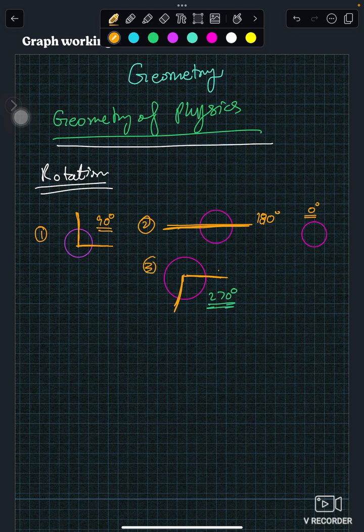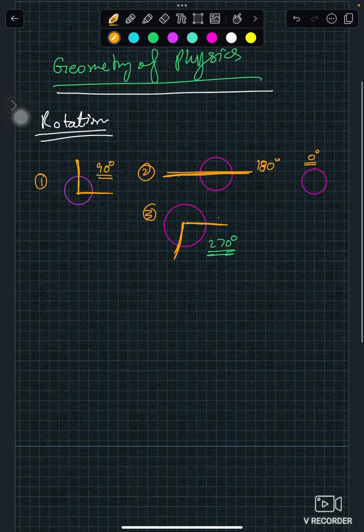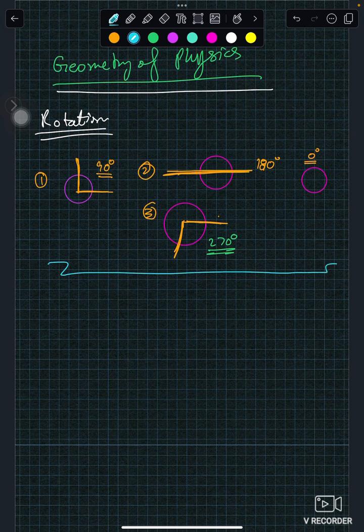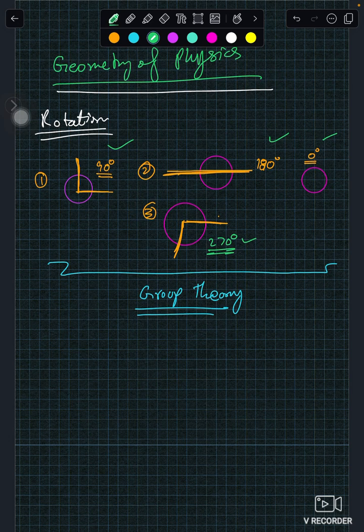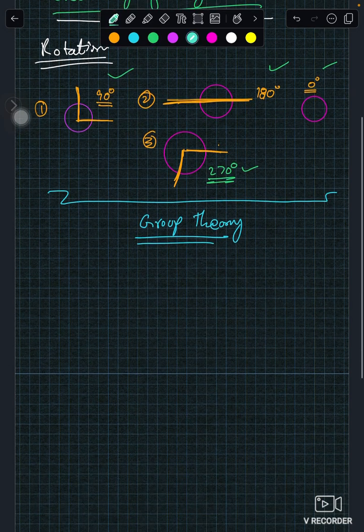So, if I want to name this whole thing, it's called group theory. We will be using this group theory: the rotation of 90 degrees, the rotation of 180 degrees, then 0, which I should have put first, then 270. We will use this for what? First of all, let me go straight into this one.